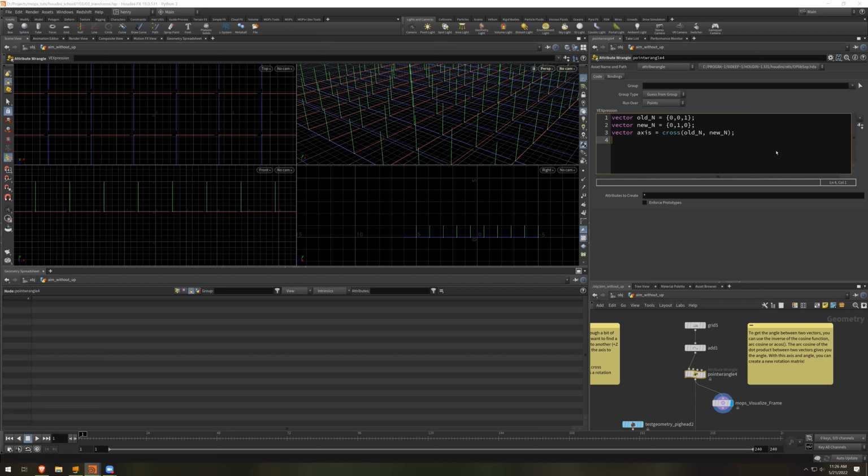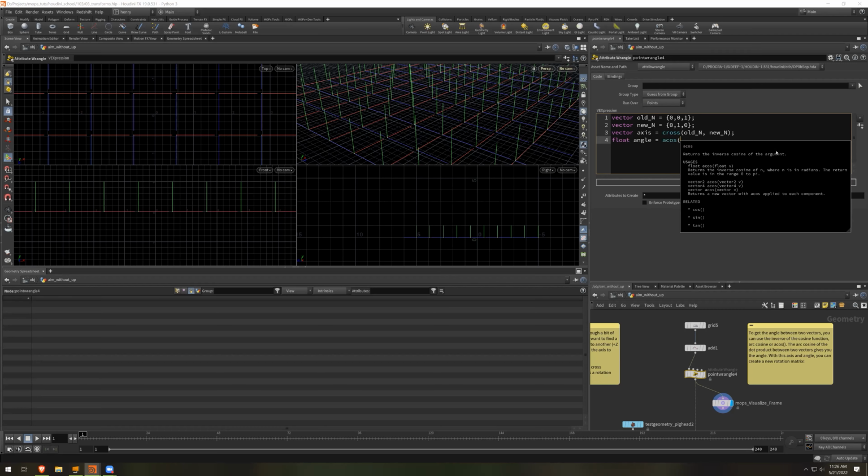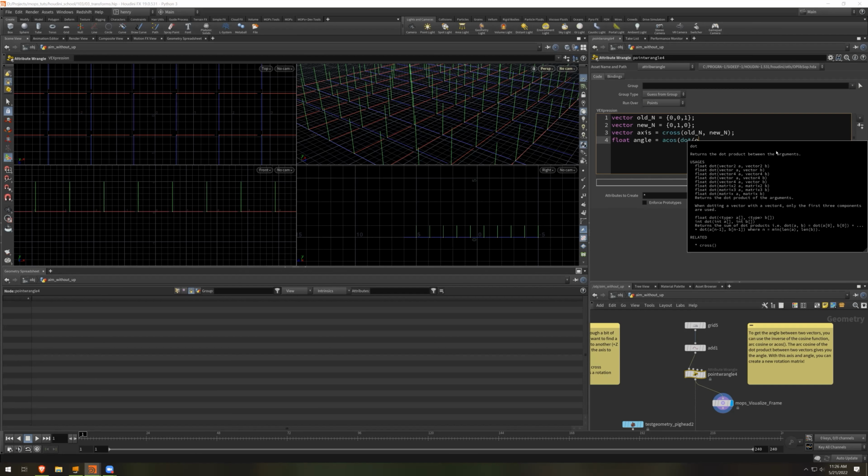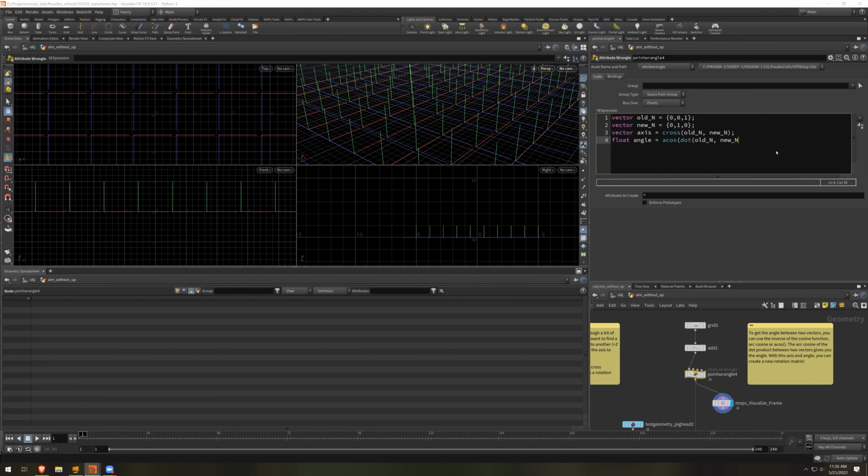And before, if you remember, we can invert the cosine function and use that on the dot product, the ratio between the two vectors, to find the angle between them. So float angle is equal to the arc cosine, acos, of the dot product of old n and new n. This is going to give us the angle between these two vectors in radians, which is going to be pi over 4, essentially. We already know this.